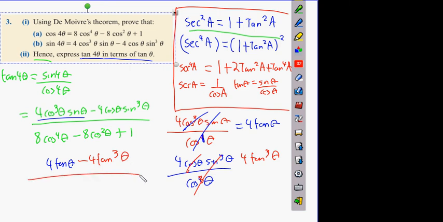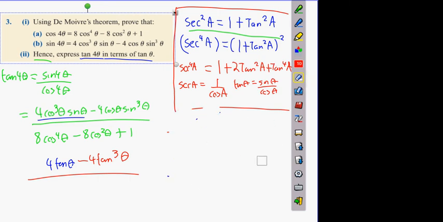Now we're looking at the bottom. So on the bottom part, what we have is 8cos⁴θ. Oh dear. 8cos⁴θ divided by cos⁴θ: 8. 8cos²θ divided by cos⁴θ: 8 over cos²θ.